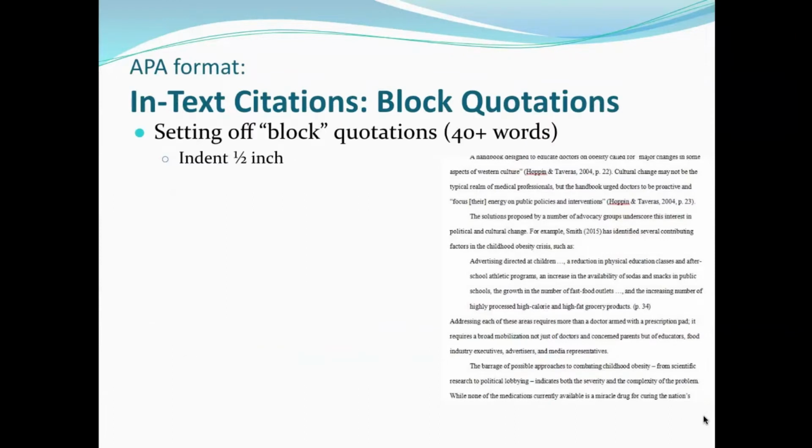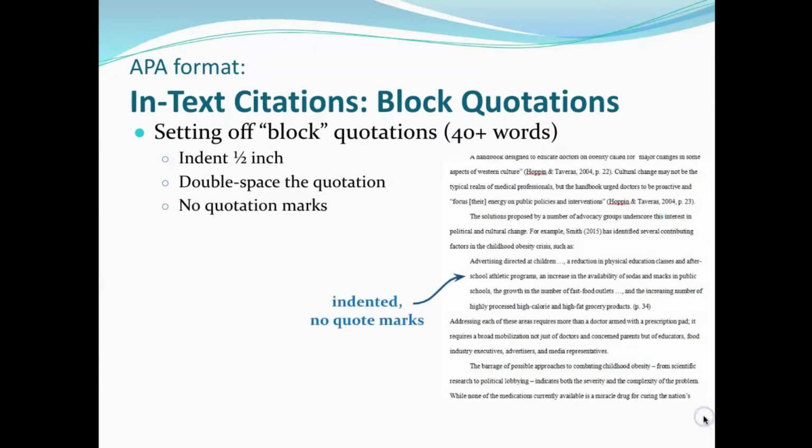For long quotations, these are quotations of 40 words or more, you want to format them like block quotes, where you indent the whole thing by half an inch. Everything is double spaced in your APA paper, including block quotes. The difference here is that these quotes don't have any quotation marks before and after because the indent itself is showing that they're a quote. Also, the page number goes outside of the period instead of inside. That's the only other main difference.